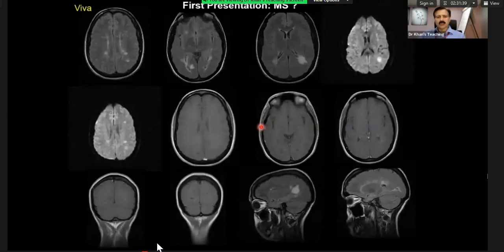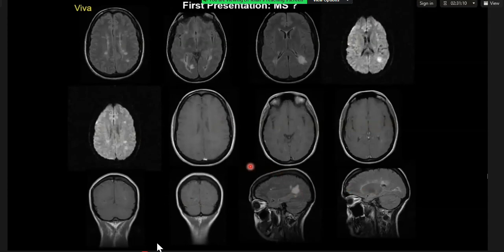So, candidate 1, this is your case. This patient, on his first presentation, was suspected of demyelination. Over to you. Let me tell you the sequence is FLAIR, FLAIR, FLAIR, DWI, DWI. I have not given you ADC, non-enhanced T1, non-enhanced T1, contrast enhanced T1, contrast enhanced, FLAIR, FLAIR. Yes, please.